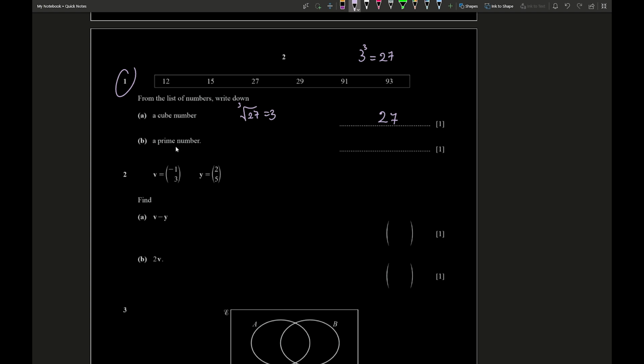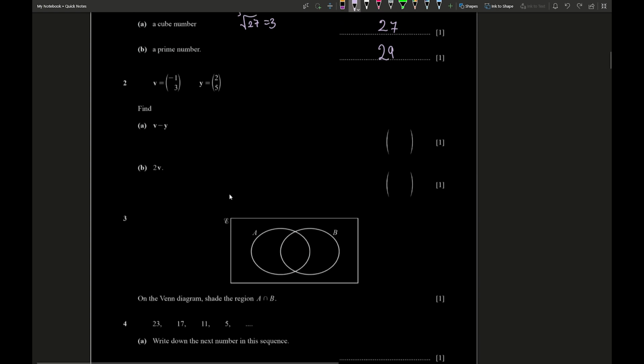Now for part B, a prime number. What is a prime number? A prime number is a number that's only divisible by 1 and itself. Obviously 12 is not a prime number because it's a multiple of 2. 15 is a multiple of 5. 27, we just said that it's equal to 3 raised to the power of 3, hence it's not a prime number. However, 29 does not have any factors except itself and 1, hence it is the answer. 91 is a multiple of 7, by the way, and 93 is a multiple of 3. Just use your calculator.